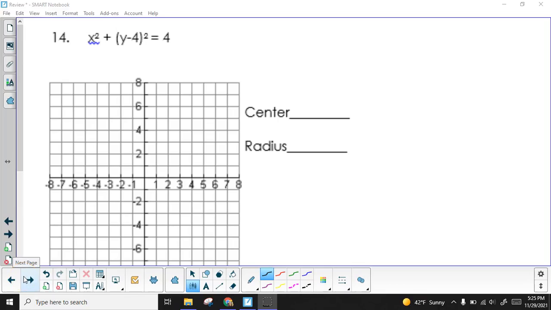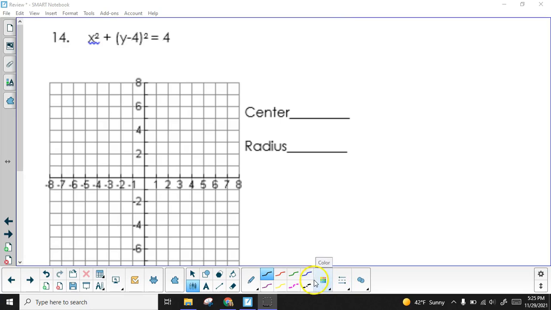Hello Math Analysis students. In this video we're going to go over the last page of the unit review on conic sections. There's 3 problems. For this section you do need to be able to graph and find the center and the foci and answer any questions about the conic sections. So first off, let's start with number 14.